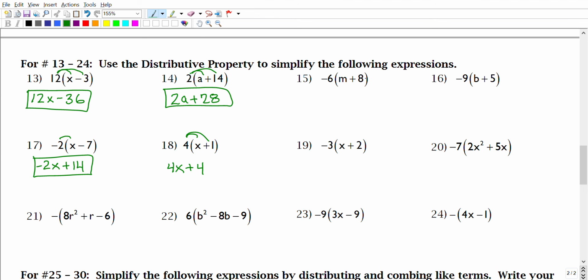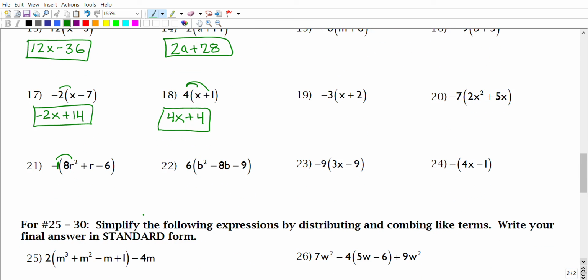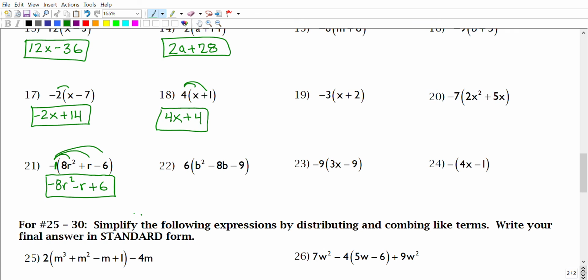Now, go ahead and look at number 21. Number 21 says that we have this negative in the front. But what does that really mean? It means we have a -1 in the front. So if I distribute a -1 to this 8r squared, we get a -8r squared. -1 times r is just a -r, and -1 times -6 is a positive 6. So not too difficult. We just had to remember that that negative in the front of the parentheses, all it means is you have a -1 as the number that you have to distribute.